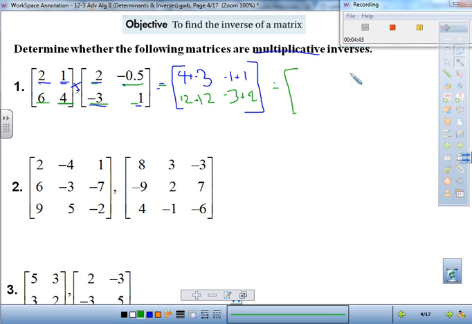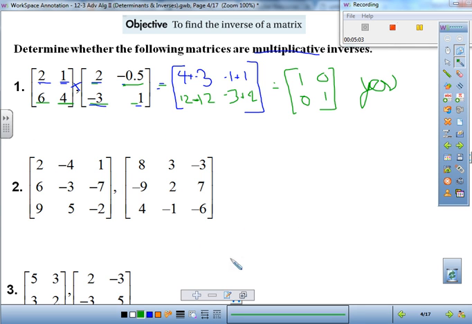And when we simplify all of this, we get 4 plus negative 3 is 1. Negative 1 plus 1 is 0. 12 minus 12 is 0, and negative 3 plus 4 is 1. So here we have that identity matrix. So these two, yes, they are inverses.